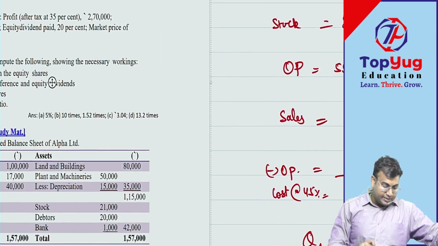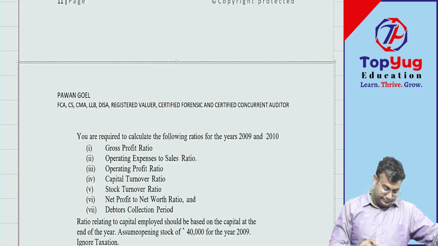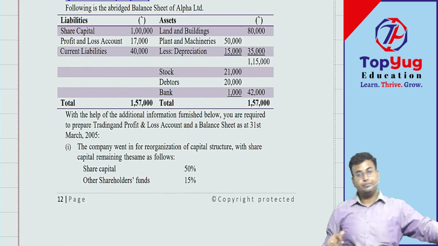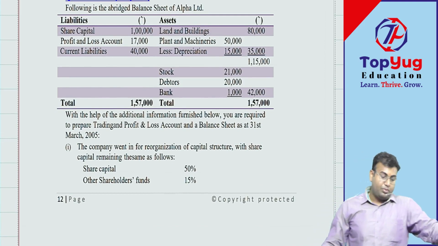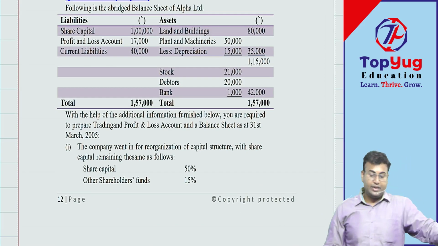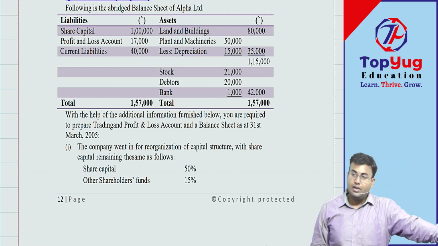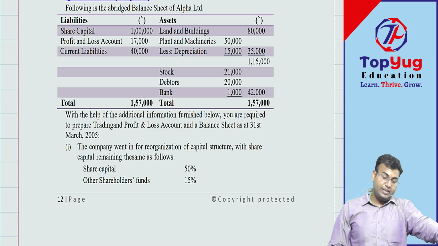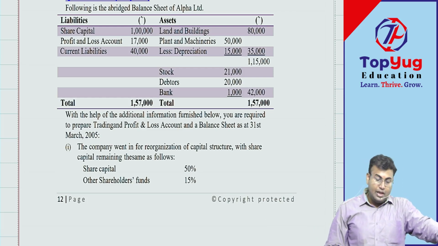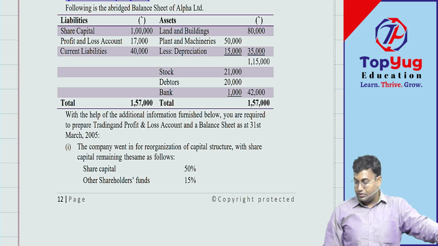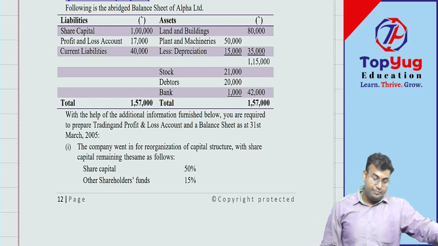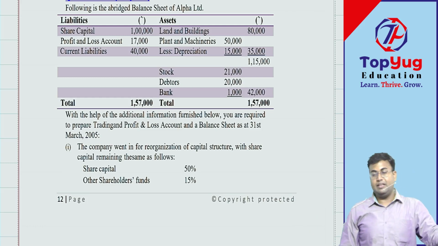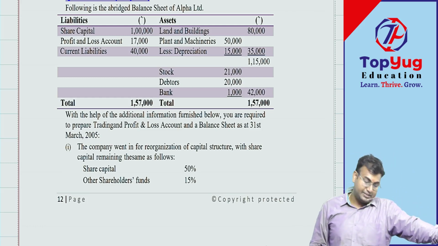Okay, guys, let us come to question 2A. Following is the abridged balance sheet of Alpha Limited. Share capital 1 lakh, profit and loss account 17,000, current liabilities 40,000. On the asset side, you have land and building which is not depreciable 80,000. Plant and machinery depreciable 50,000 minus 15,000, 35,000. Stock 21, debtor 20, bank 1,000. Total of the assets and liability is 1,57,000.